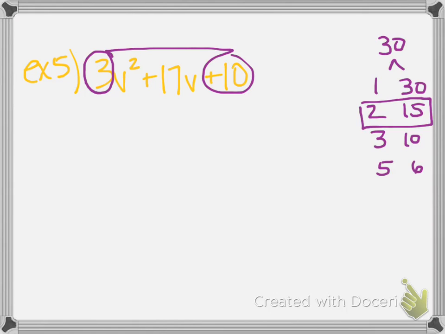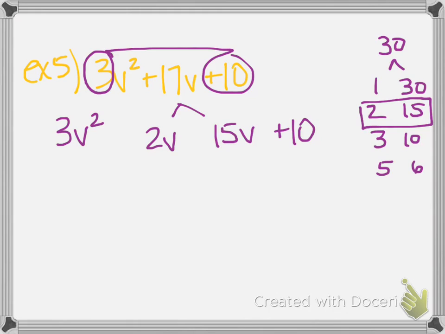All right, let's set up our grouping problem. Remember, first stays the same, so we have 3v squared at the beginning. Last stays the same, so we have plus 10 at the end. In the middle, we're splitting up that 17v, so it becomes 2v and 15v. Then to get positive 17 from those two, we're going to add them, which means they're both positive.